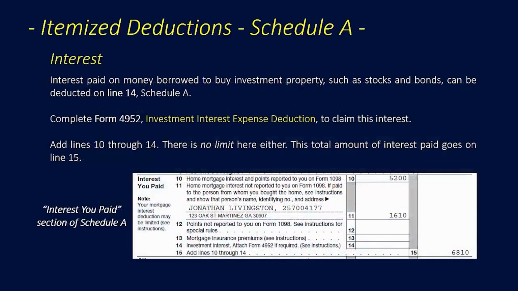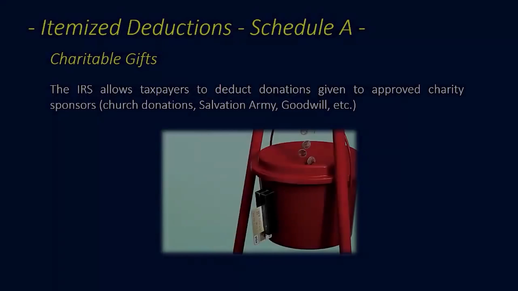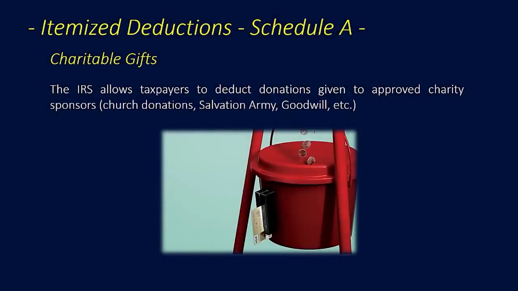Interest paid on money that's borrowed to buy investment property, such as stocks and bonds, can be deducted on line 14 of the Schedule A. We complete Form 4952, Investment Interest Expense Deduction, in order to claim this interest. We add lines 10 through 14. There's no limit here either, and this total amount of interest paid goes on to line 15. Next, we'll cover charitable gifts.